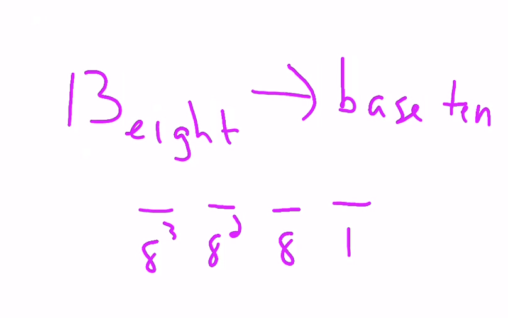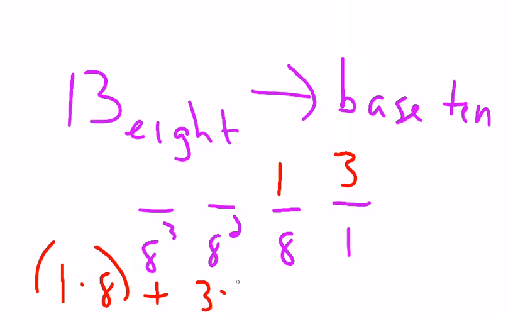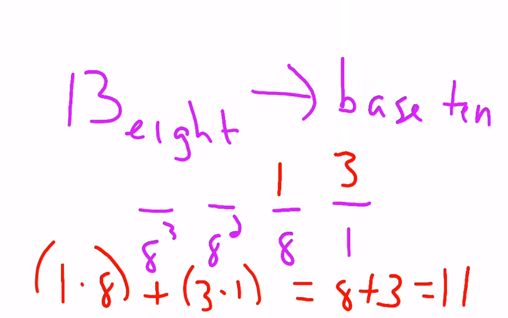Now notice we have two place values. We have a 1 and a 3, and those sit in those particular place values, and the place value is the numerical value of what they are. So we have 1 times 8 plus 3 times 1. And so we get 8 plus 3, which gives us 11. So if we were counting in base 8 and we got to 13, it would be the same as if we were counting in base 10 and got to the number 11.